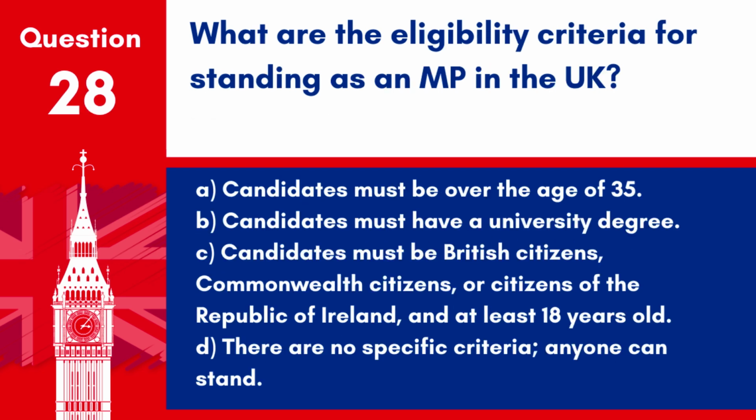Question 28. What are the eligibility criteria for standing as an MP in the UK? A. Candidates must be over the age of 35. B. Candidates must have a university degree. C. Candidates must be British citizens, Commonwealth citizens, or citizens of the Republic of Ireland, and at least 18 years old. D. There are no specific criteria. Anyone can stand.